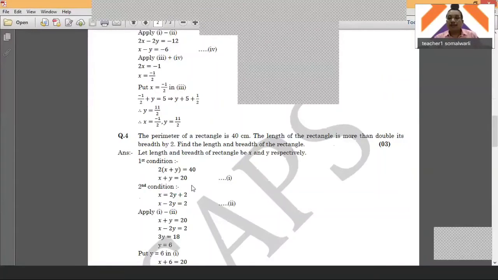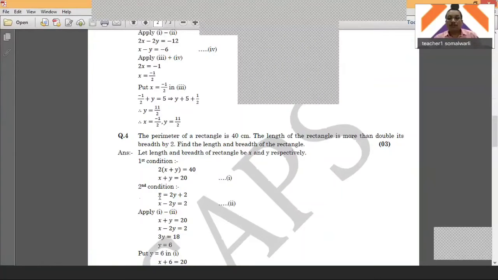The second condition is the length of the rectangle is... While writing this sentence, try to write the expression. Length of the rectangle is x, so x is equal to... Obviously plus, there is the word 'more', so it should be plus. More than double its breadth. Double its breadth, so the breadth's double will be 2y. So x is equal to 2y more by 2 units, or 2 centimeters, that is 2y plus 2.